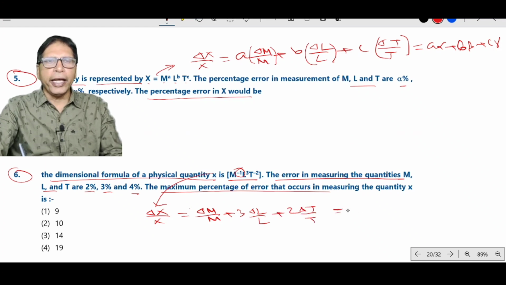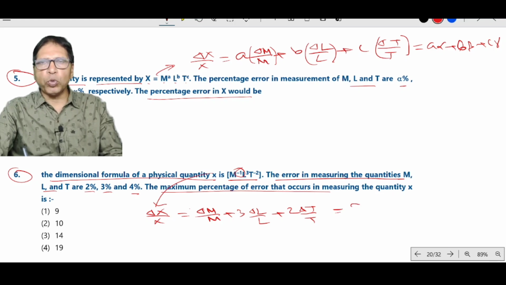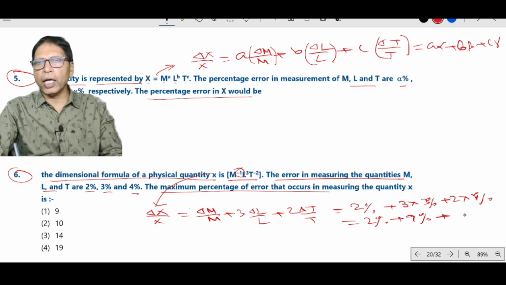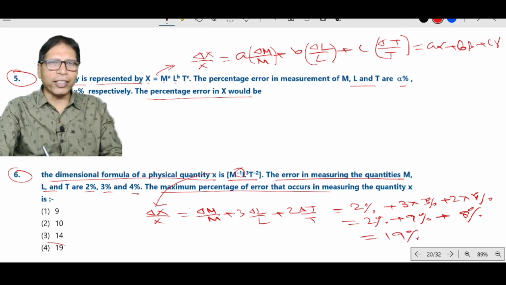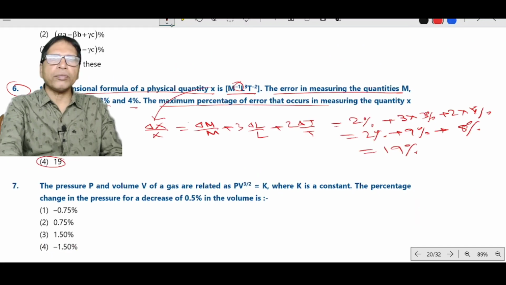So look at this. Error in measurement of m is 2%. So this is 2% plus L is 3%. So look at this, 3 into 3%. And T is 4%, so 2 into 4%. Okay. So look at this. This is 2% plus 9% plus this is 8%. Okay. No problem. So look at this. This is 19%, the relative error of x. Look at this. Option 4 is correct.